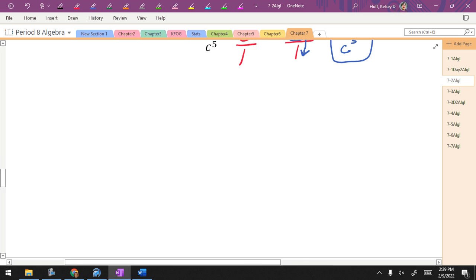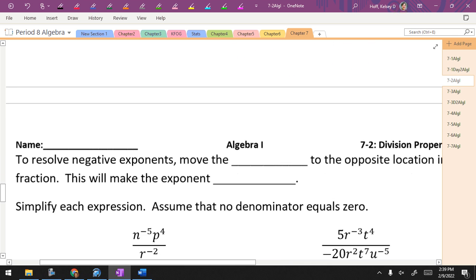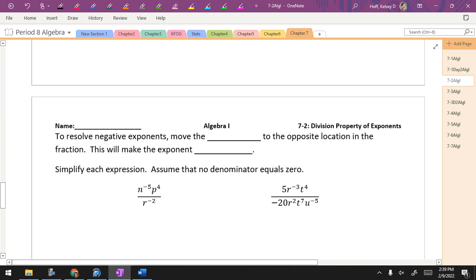Okay, so now you're also going to deal with negative exponents today. Oh, geez. To resolve the negative exponents, move the base to the opposite location of the fraction, and this will make the exponent positive.